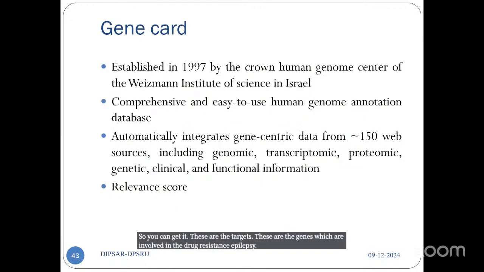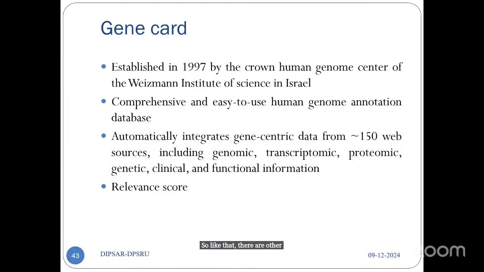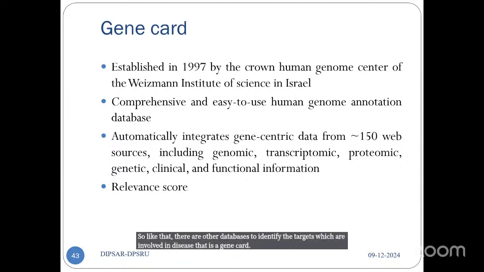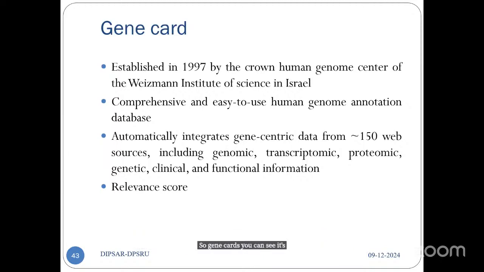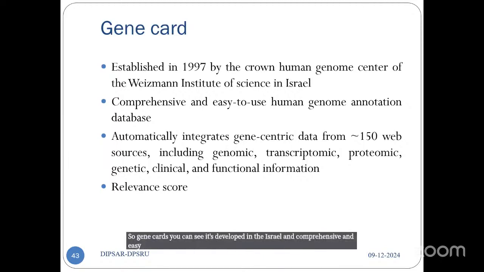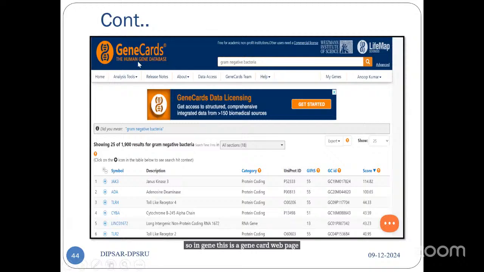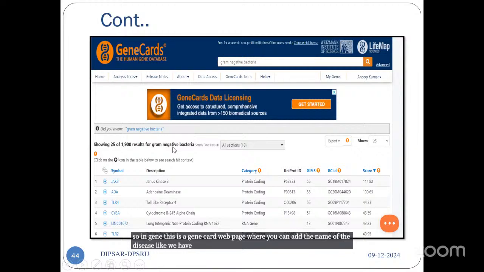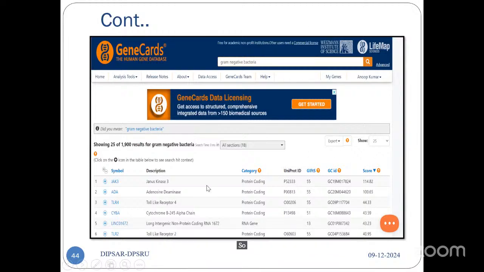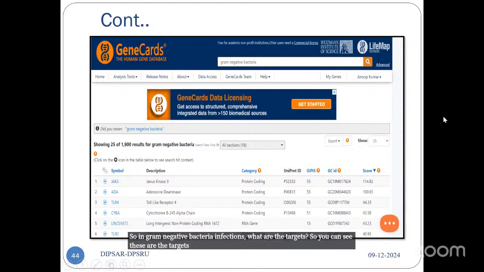Like that, there are other databases to identify the targets involved in disease. That is GeneCards. GeneCards, you can see, is developed in Israel, and is a comprehensive and easy-to-use human genome annotation database, and it provides a relevance score. This is the GeneCards web page, where you can add the name of the disease. Like we have identified for gram-negative bacteria. In gram-negative bacterial infections, what are the targets? You can see these are the targets involved in bacterial infections in humans.